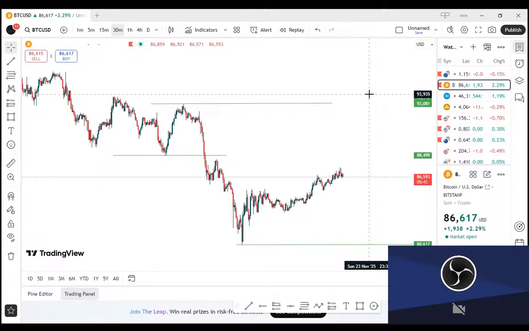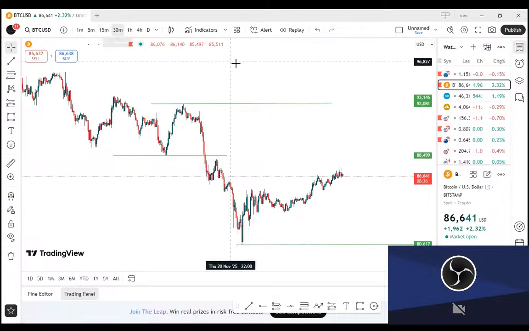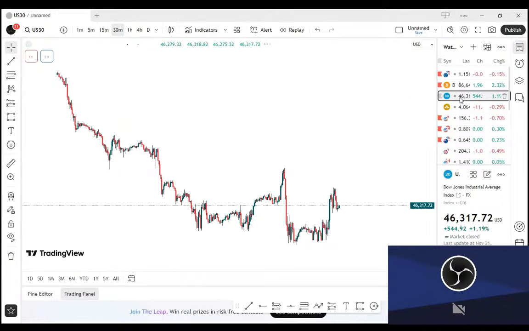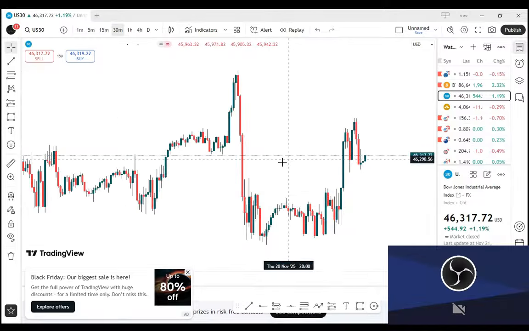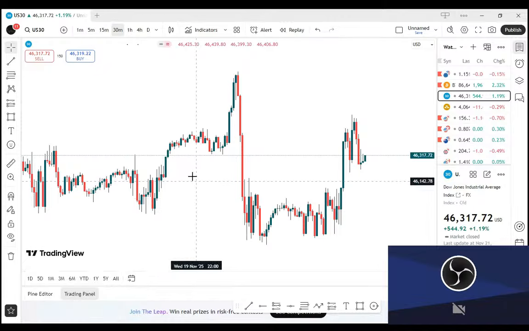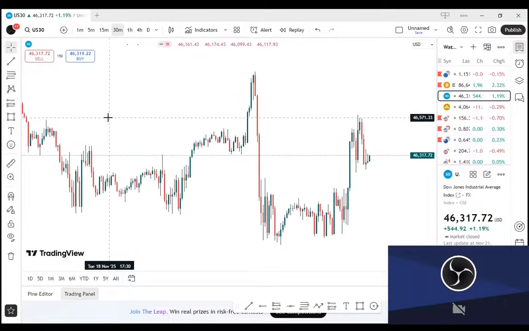BTC is still bearish. So what you have to do, we'll drop lower. Okay, this is the 15 minutes time frame, there's the 30 minutes time frame. So let's go to the next one, which is US 30. We are currently on US 30.